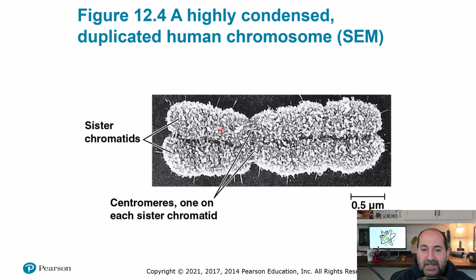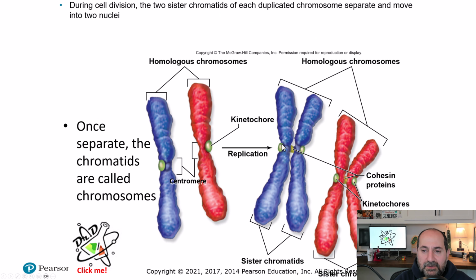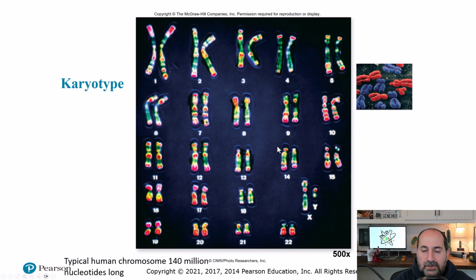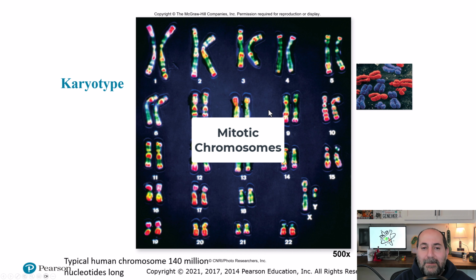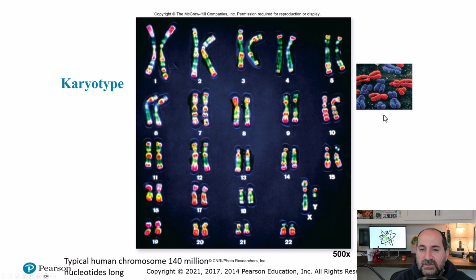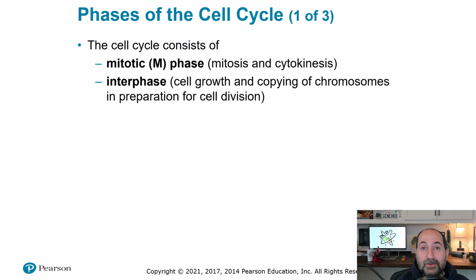So just realize that. And for that reason, these chromosomes here and here and here, you see how they all look like little individual X's or individual structures? These are known as mitotic chromosomes, because they only appear like this during mitosis. When the cell is not actively in mitosis, you do not see these structures because the DNA is a bowl of spaghetti. All right, so what happens during the cell cycle?